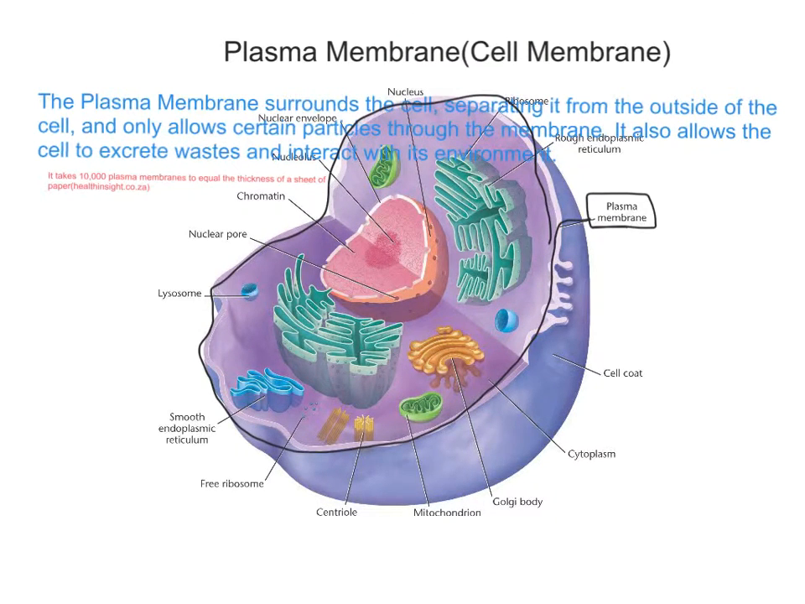The plasma membrane is also known as the cell membrane. The plasma membrane surrounds the cell, separating it from the outside of the cell, and only allows certain particles through the membrane. It also allows the cell to excrete waste and interact with its environment. It takes 10,000 plasma membranes to equal the thickness of a sheet of paper.